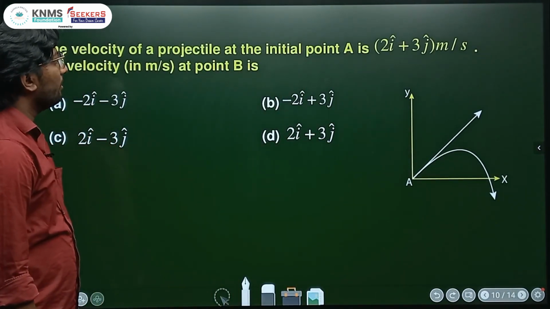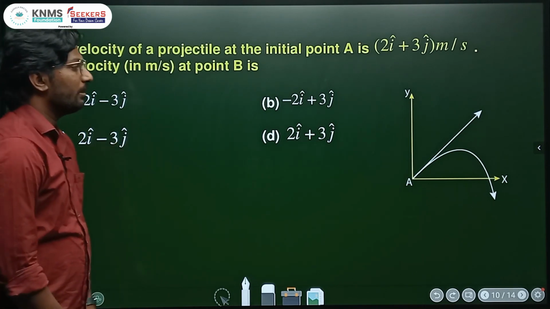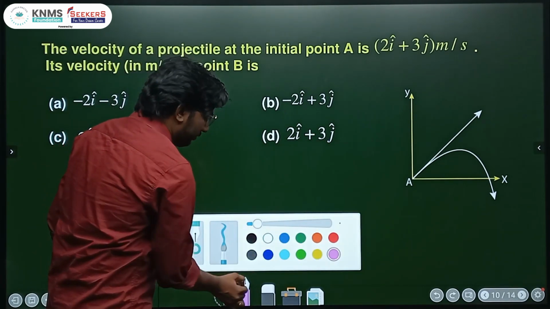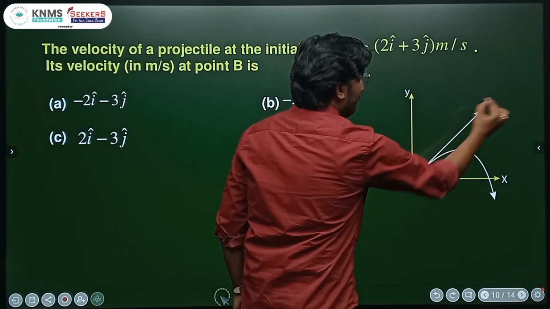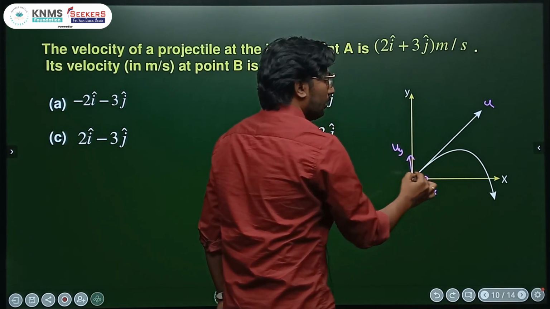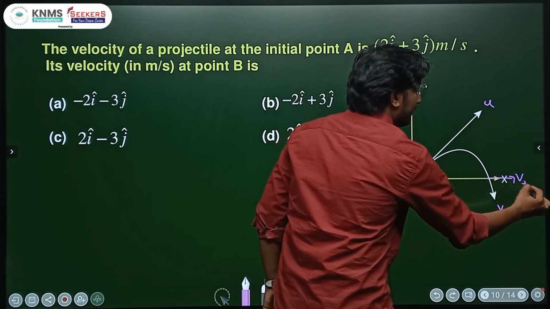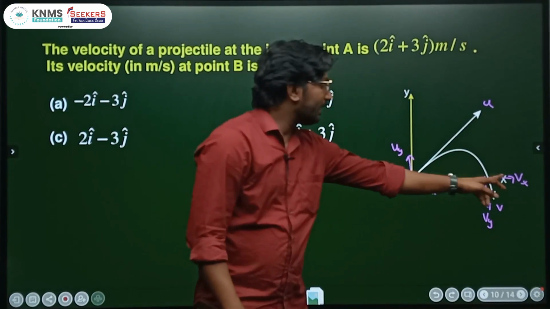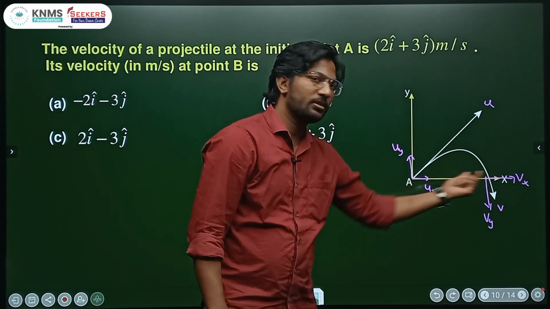The velocity of the projectile at the initial point A is 2i cap plus 3j cap, and its velocity at the point B is given. This question we have already discussed in terms of momentum, so the same discussion we can have over here as well. If this is the initial velocity, it can split into two components, ux and uy, and this is the final velocity v, which can also be split into two components, vx and vy. I told you already, along the x-axis acceleration will not exist, so if acceleration is not there along the x-axis, velocity does not change.